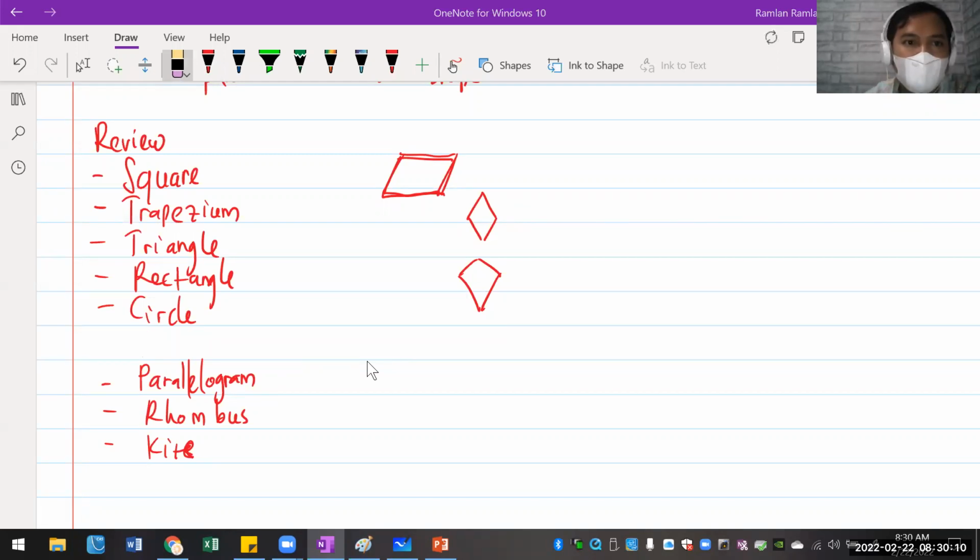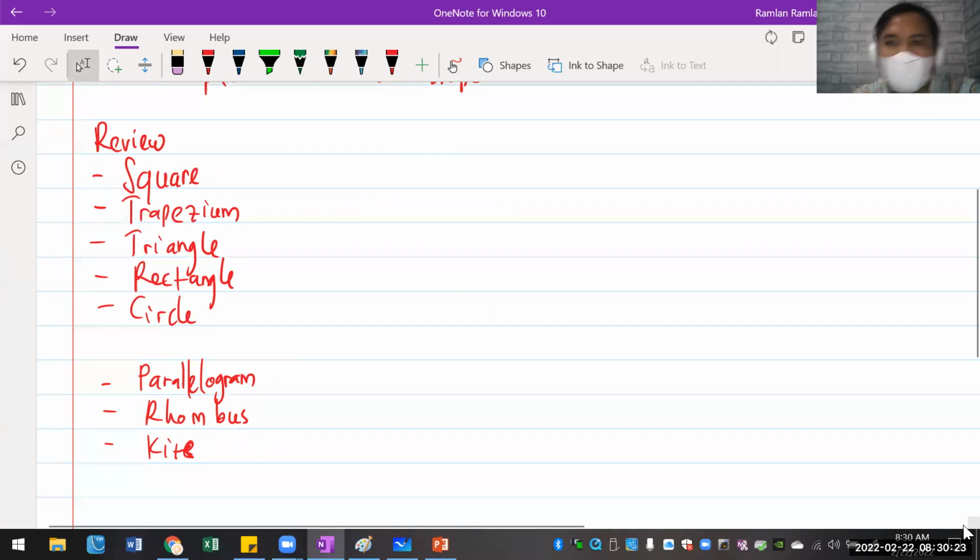Yes, good. So the first thing that we need to do here is to know the shape itself. You know what the shape is first, and then you can find the area and the perimeter and so on and so on.